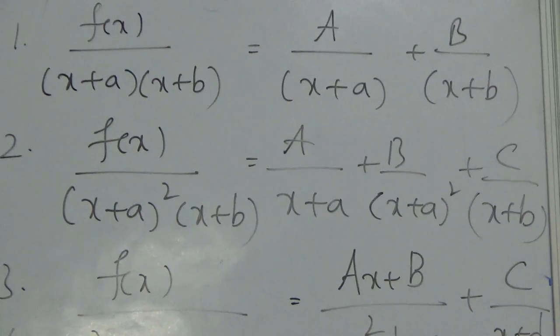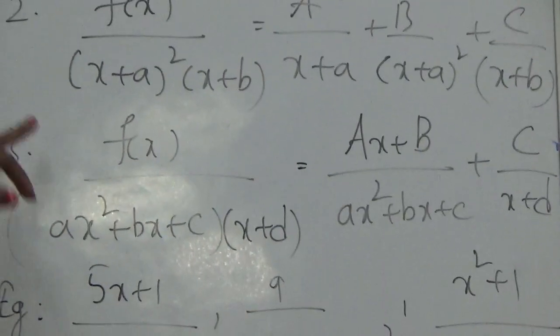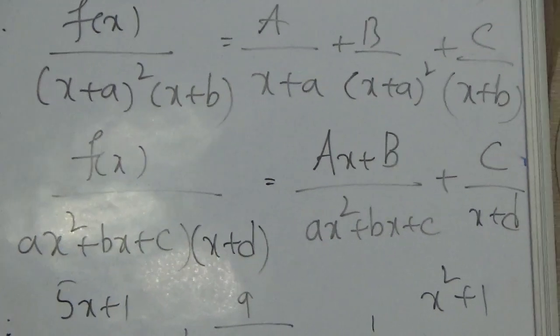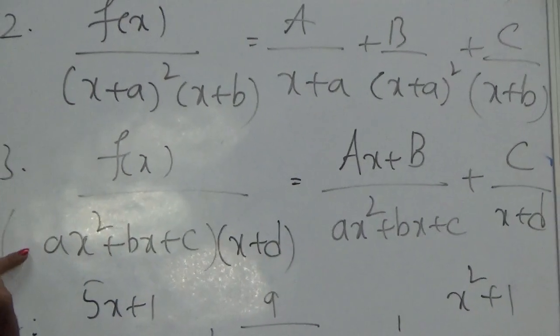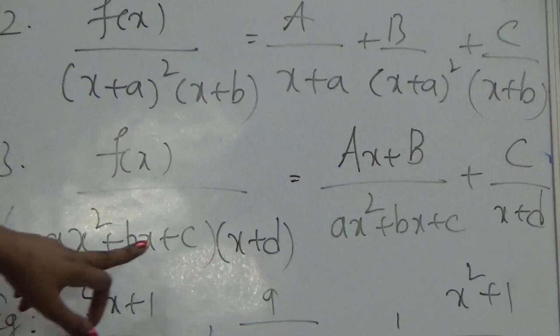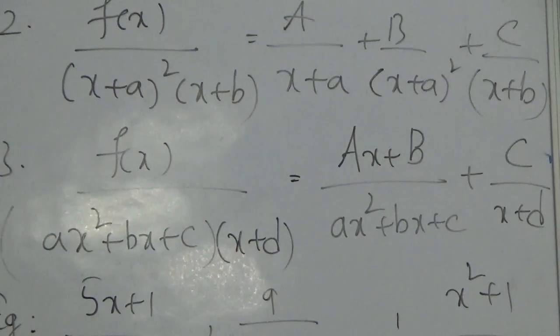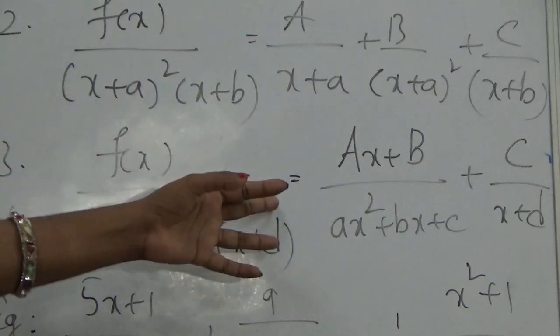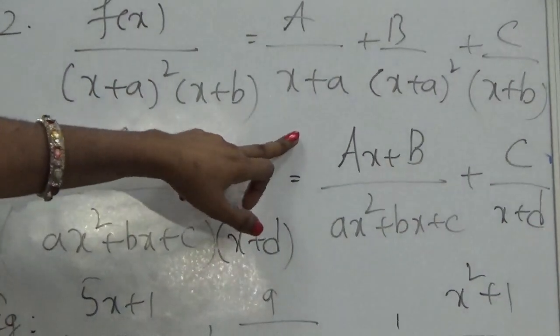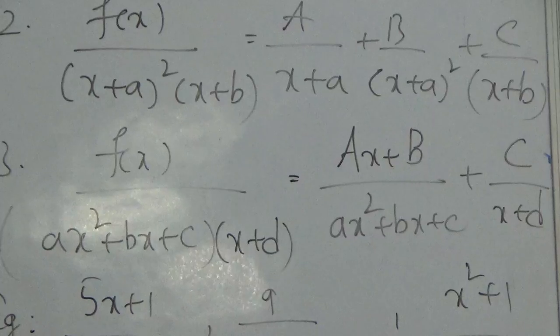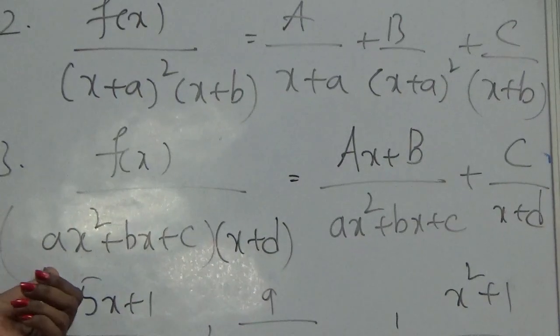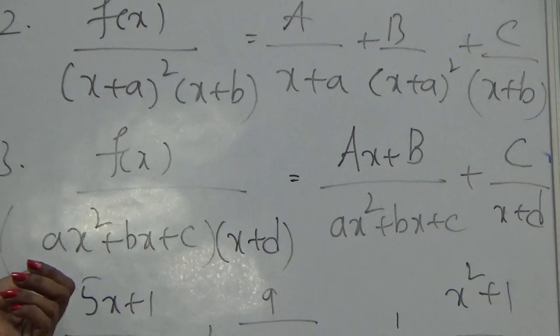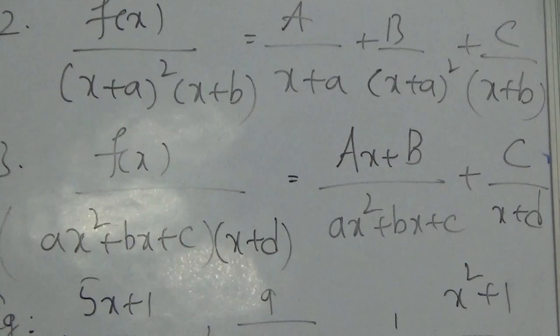And the last case, the third case: the rational fraction is of the form f of x by ax square plus bx plus c into x plus d. Here a, b, c, d are all any numbers. We can split it into Ax plus B by ax square plus bx plus c, which is a quadratic that cannot be factorized, plus C by x plus d.